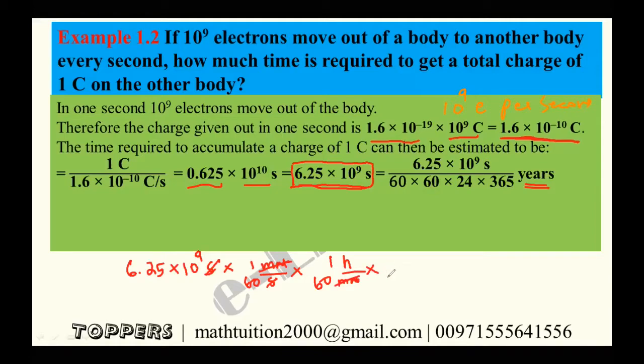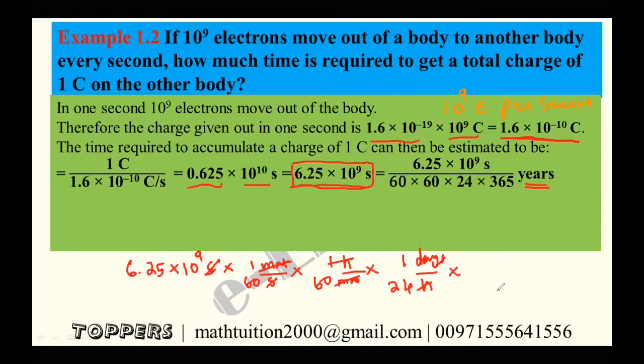This hour I want to change into days. How many days? For that, what you have to do? Multiply it with a ratio where hour has to come down, right? And day has to come up. So one day equals how many hours? One day equals 24 hours. So this hour and hour get cancelled. I end up with days.